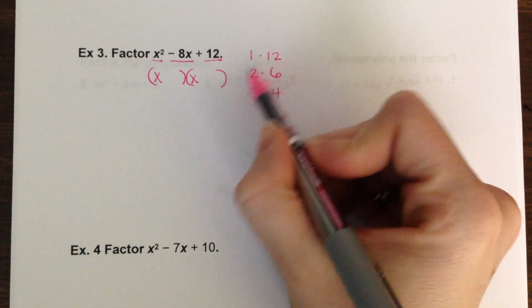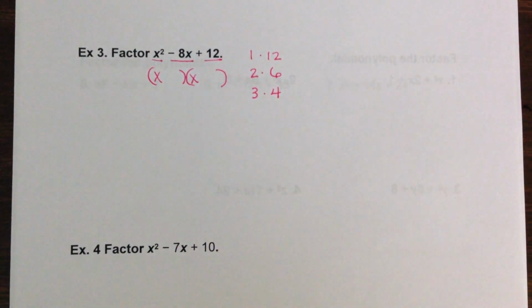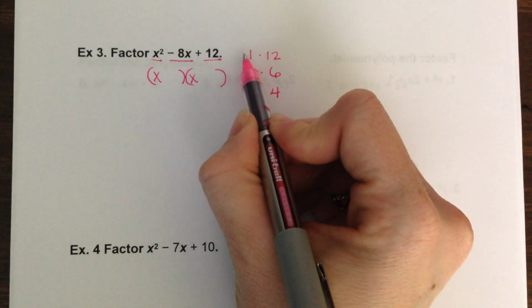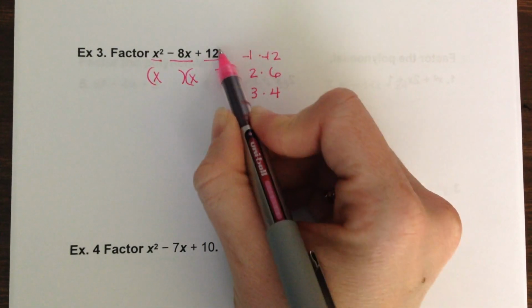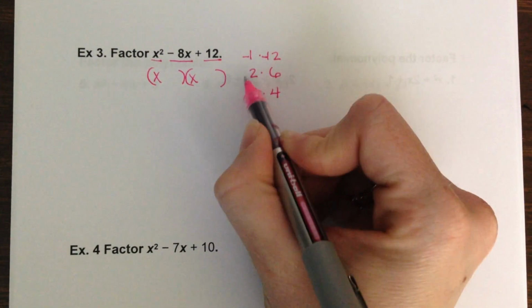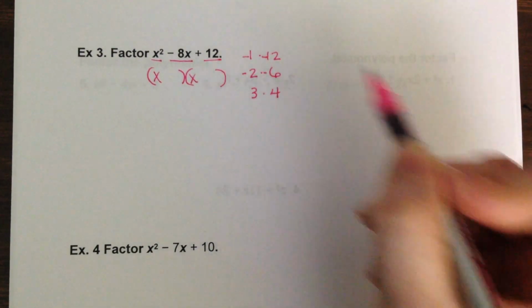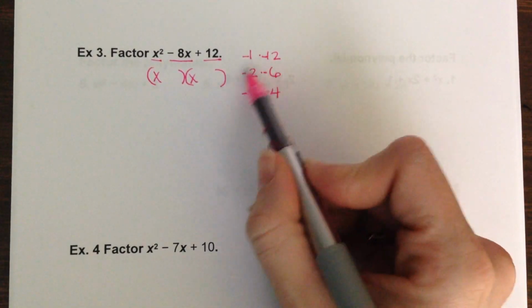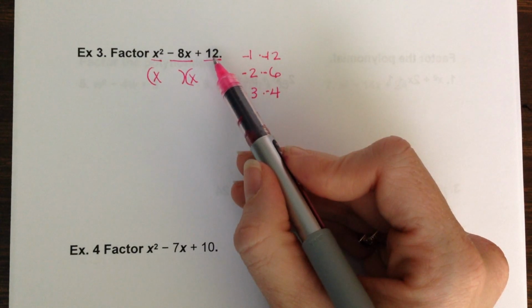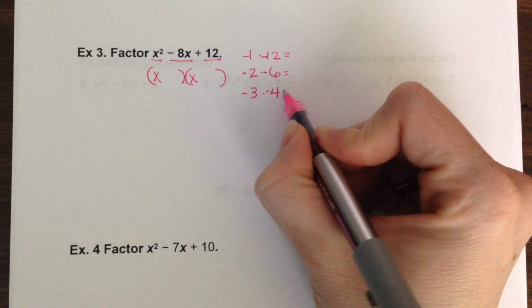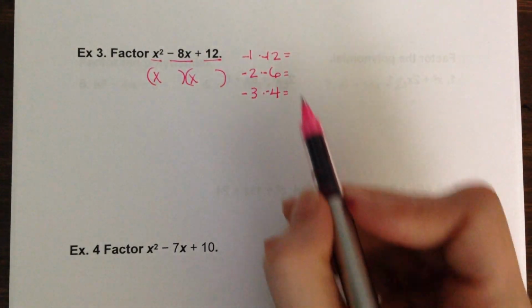None of these are going to add together to get a negative number because they're all positive. However, I know that a negative times a negative also equals a positive. So this could be a negative 1 times a negative 12, a negative 2 times a negative 6, and a negative 3 times a negative 4. All of these sets of factors would equal 12. So now I look and see which one, when I add them together, would equal a negative 8.